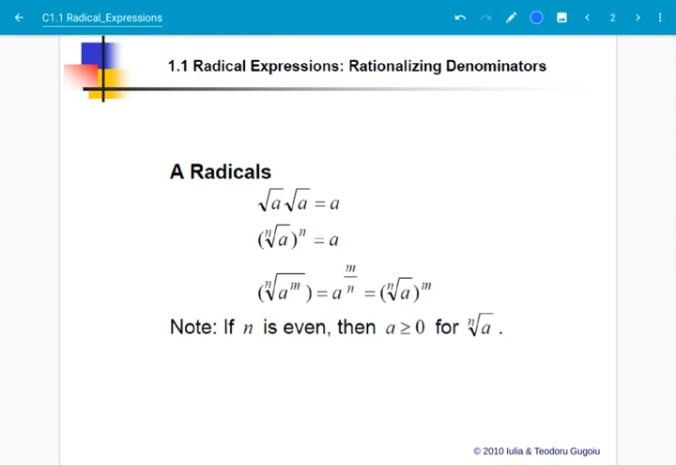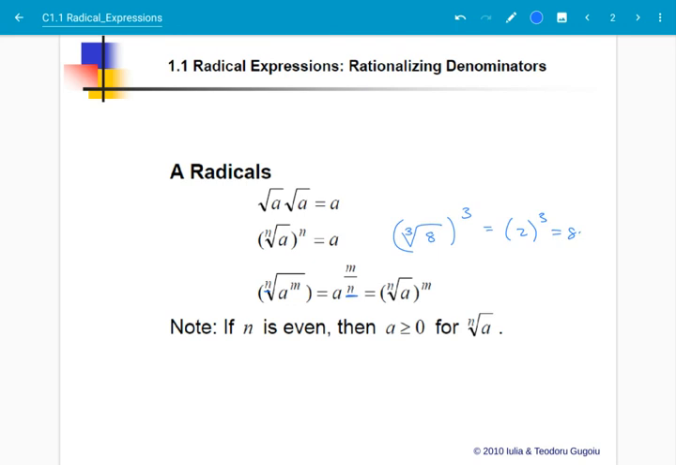Well, radicals are really roots: square roots, nth roots, cube roots, that sort of thing, right? So the square root of a times the square root of a is a. The nth root of a raised to the power of n is a. So that's like the cube root of 8, all cubed, is actually 2 cubed, which is 8. That's what it means.